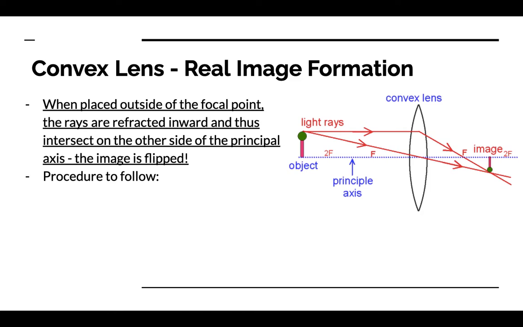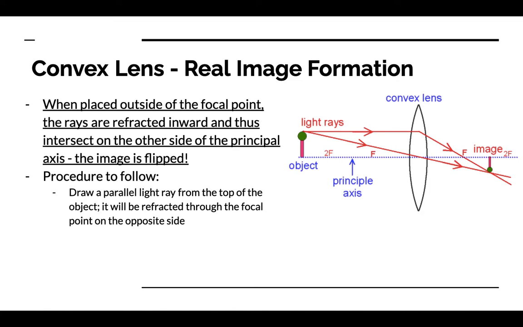The first thing you're going to do is draw a parallel light ray from the top of the object, okay, like this right here. It's going to be parallel to your principal axis. When it passes through a convex lens, it's going to get bent through the focal point. So your first light ray is going to run parallel to the principal axis and then get bent through the focal point, okay? That is the first step you need to do.